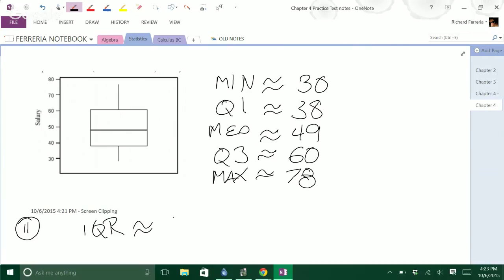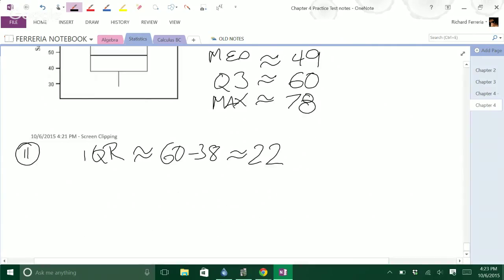IQR is about 60 minus 38, which is what? 22. That's our median. C is the best one. 12.